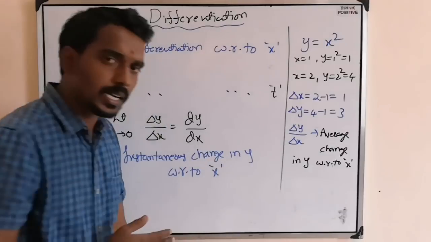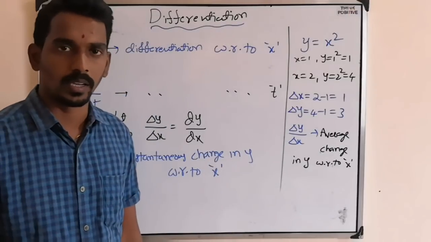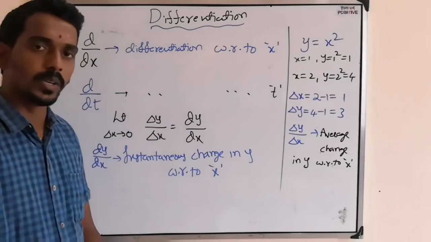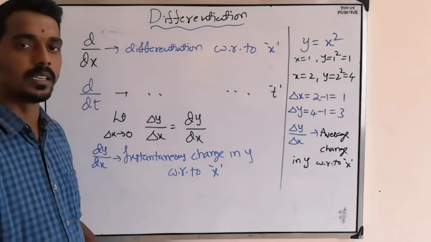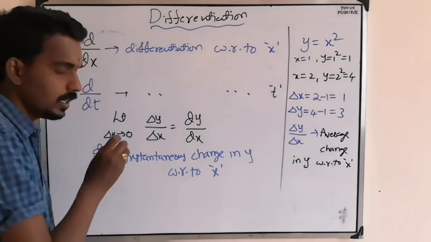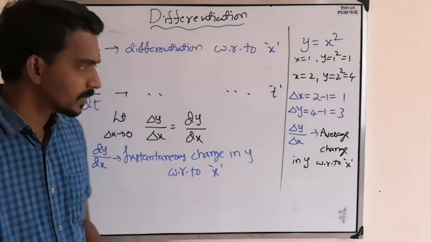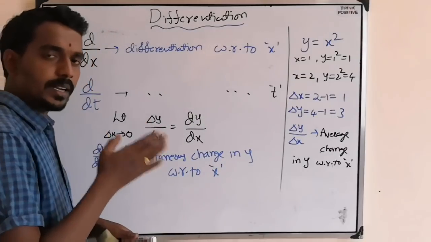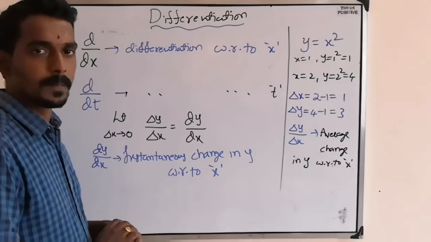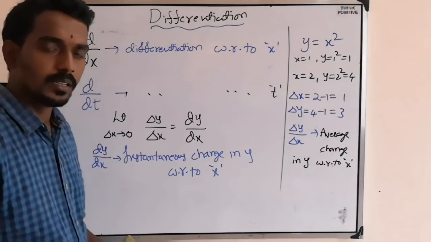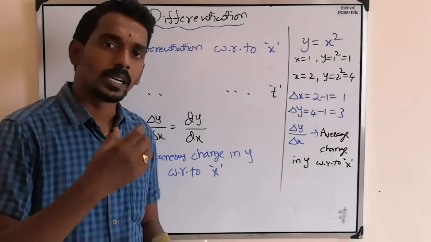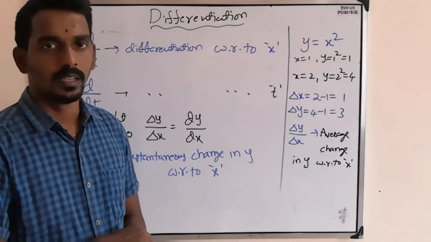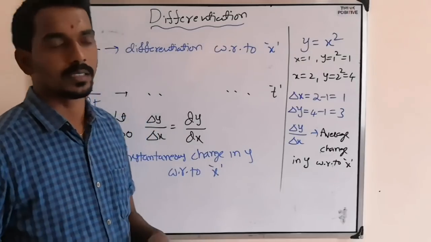So delta y by delta x is the change in y with respect to x, as well as dy by dx is also the change in y with respect to x. But the difference is, this is average change, this is instantaneous change. This is change between two values, this is change at any one particular value. But if I say it like this, you will get confused and feel it is complicated. Let me try to explain with one example.